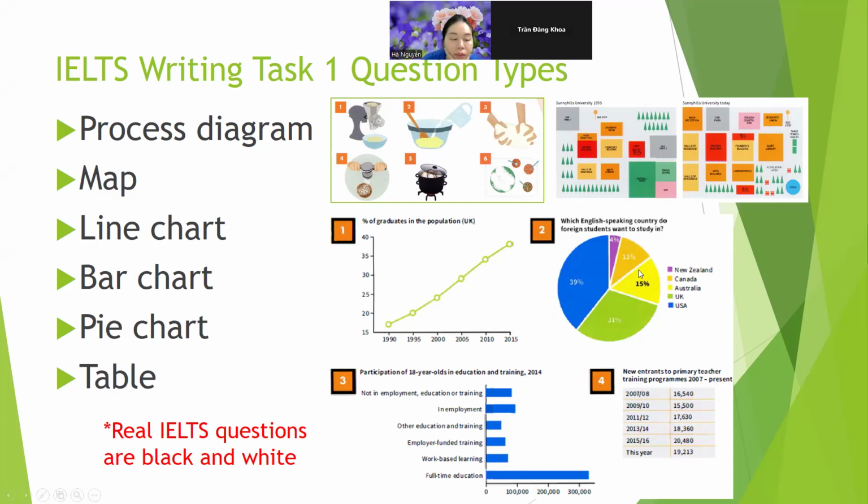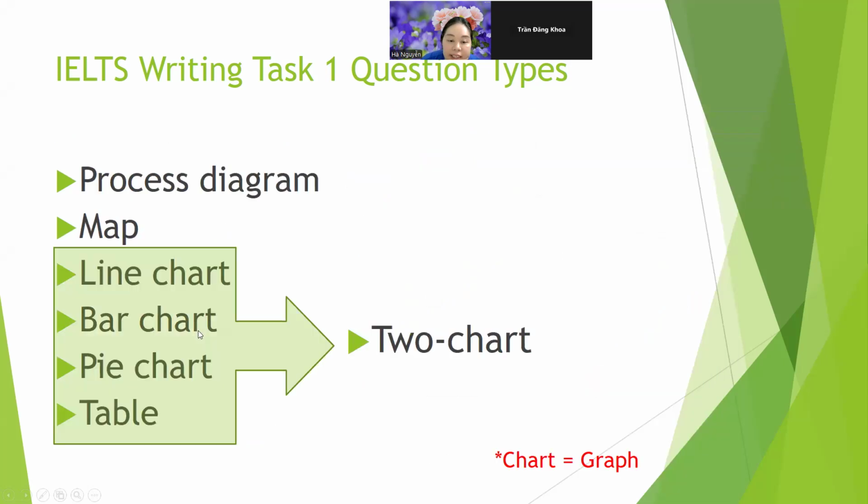Now, the seventh type, okay? So here's 1, 2, 3, 4, 5, 6. The 7th type is actually the 2 chart type, okay? So for 2 chart type, you will have either line, bar, pie, or table. So for example, you can have 1 line chart and then 1 pie chart, or 1 bar chart and 1 table. So that's 2 charts.